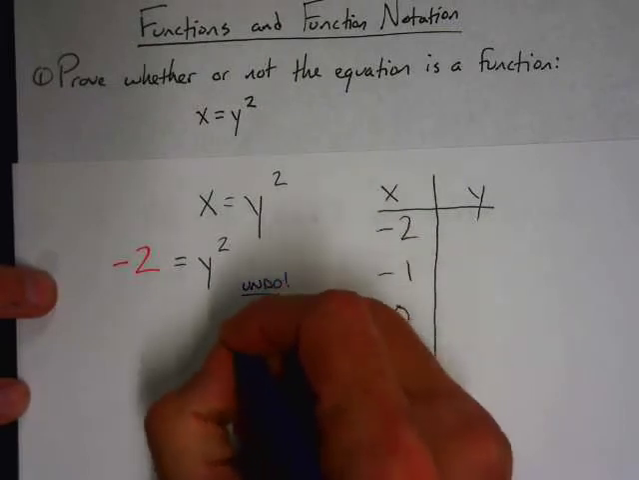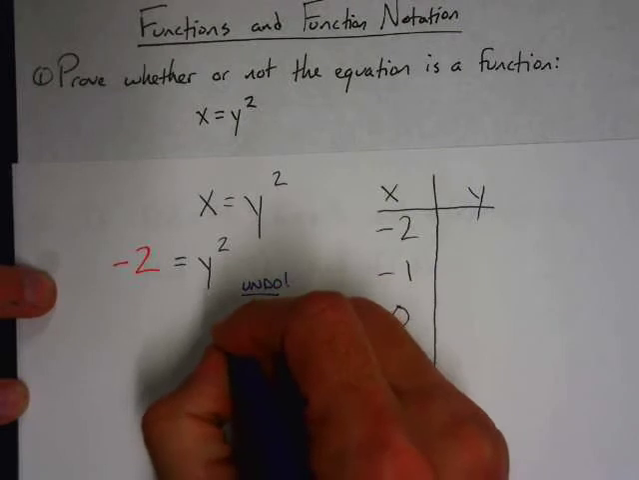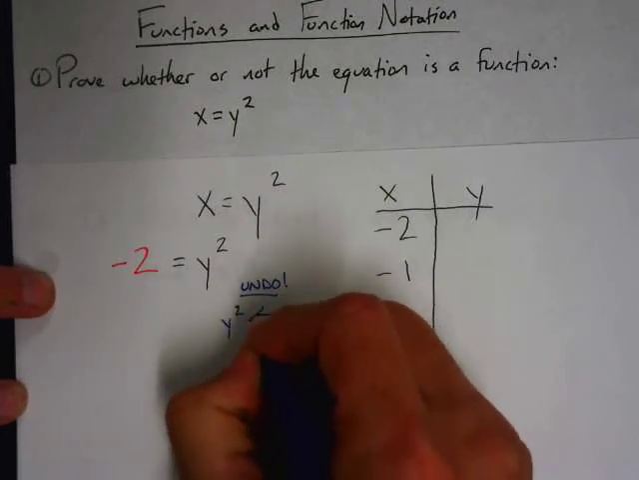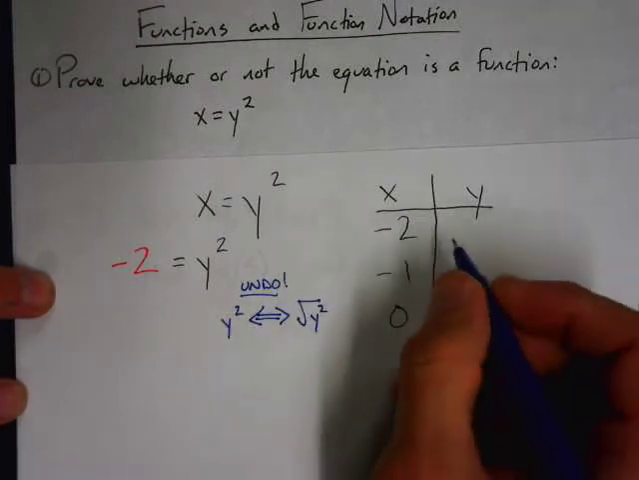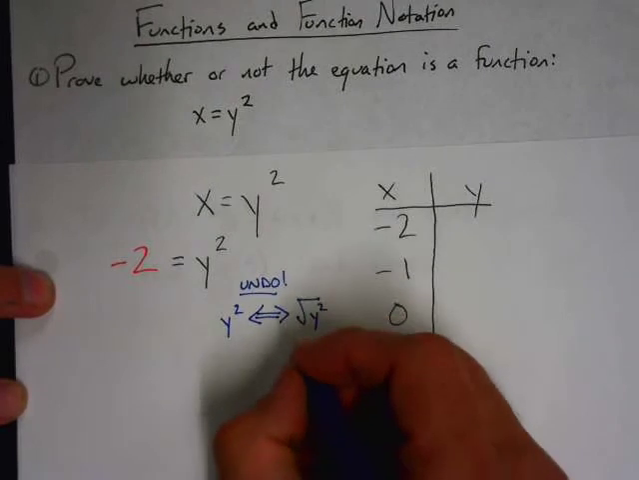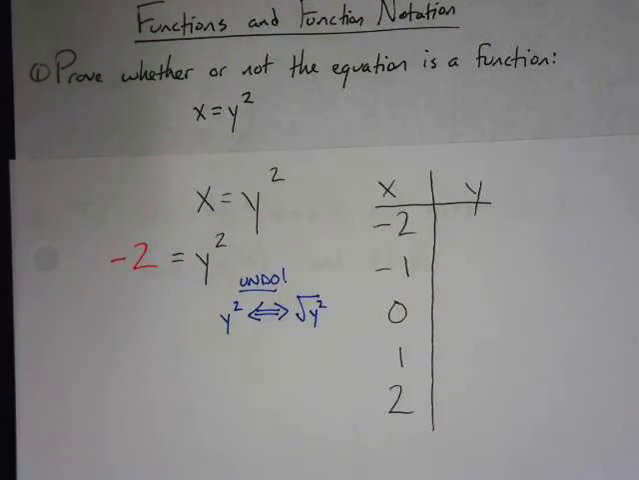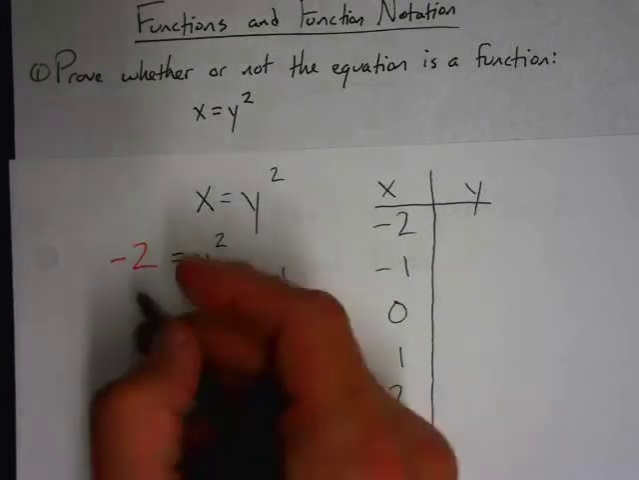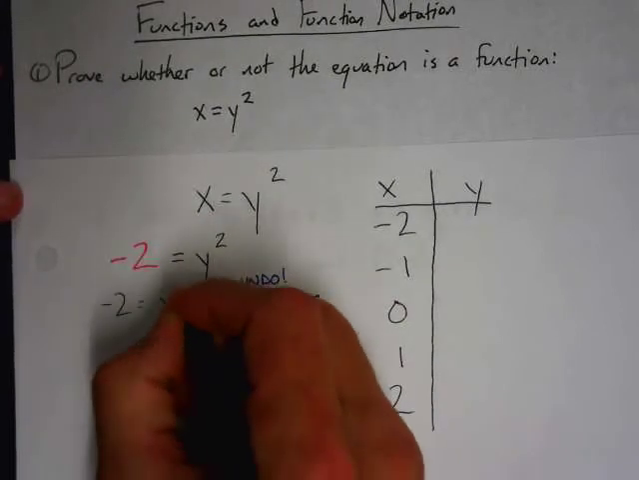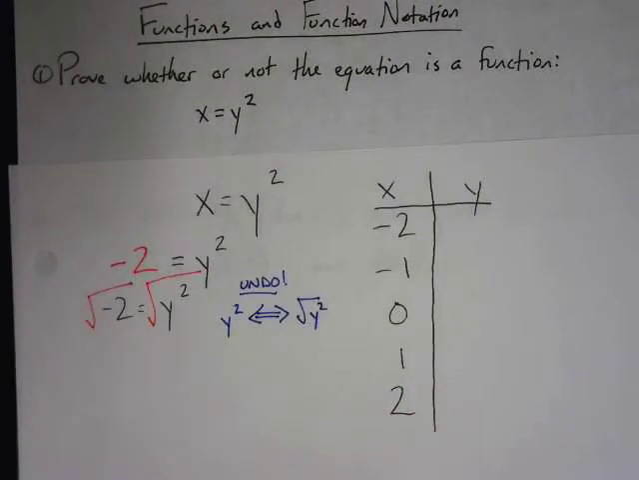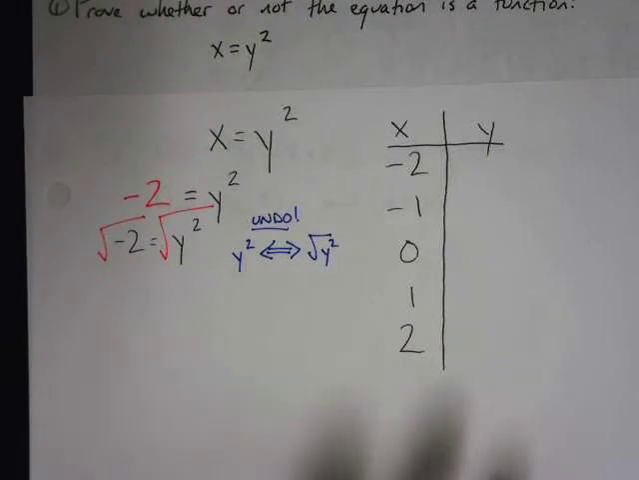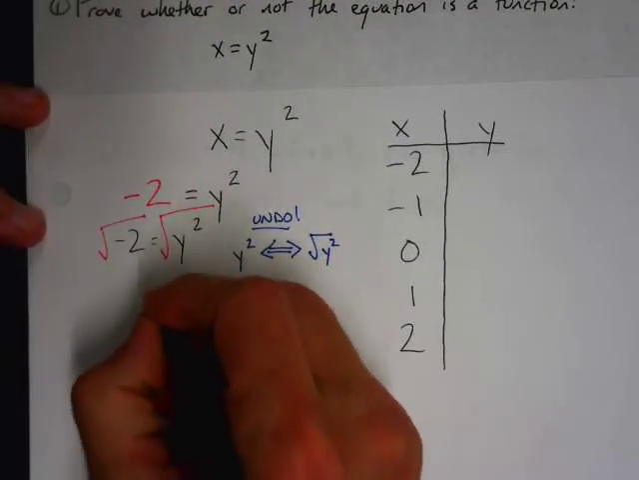So we undo y squared by taking the square root of y squared, and the square root of y squared gives us y. We have to remember that. So how do we work with this situation? We have -2 is equal to y squared, and the work we have to do is take the square root of both sides. When we do, our y is finally isolated. The square root of y squared is y.